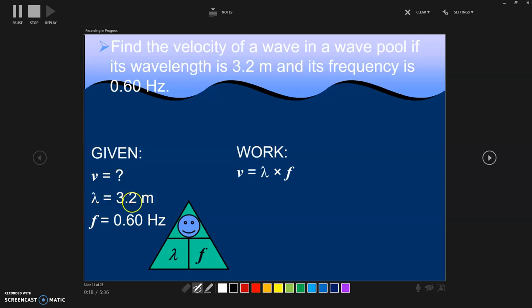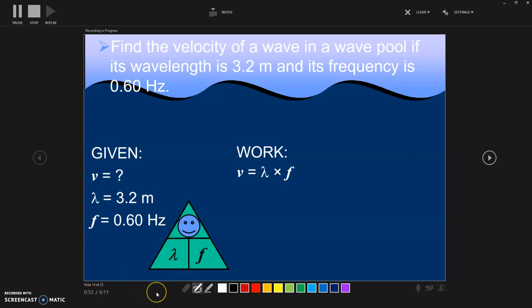The givens are 3.2 meters and the frequency is 0.60 hertz. This is a technique I gave to my students for them to recall the formula right away. Just take note that if they are beside each other, the operation to be used is multiplication, and if it's above, it's division.